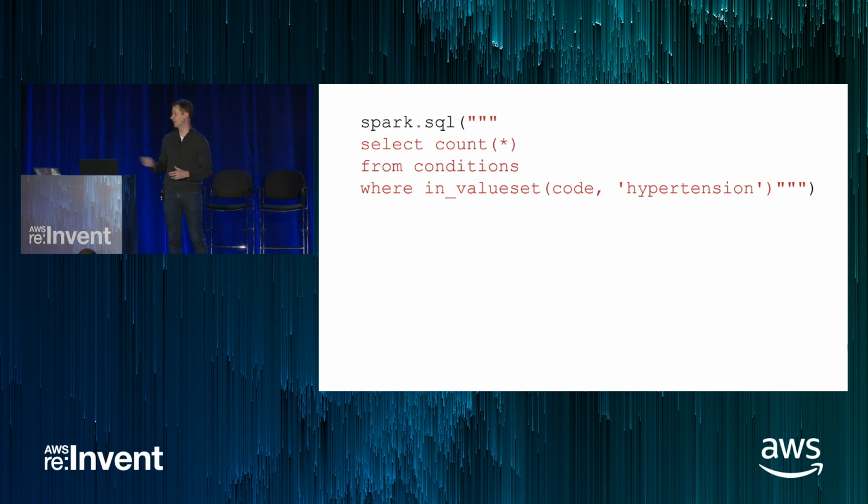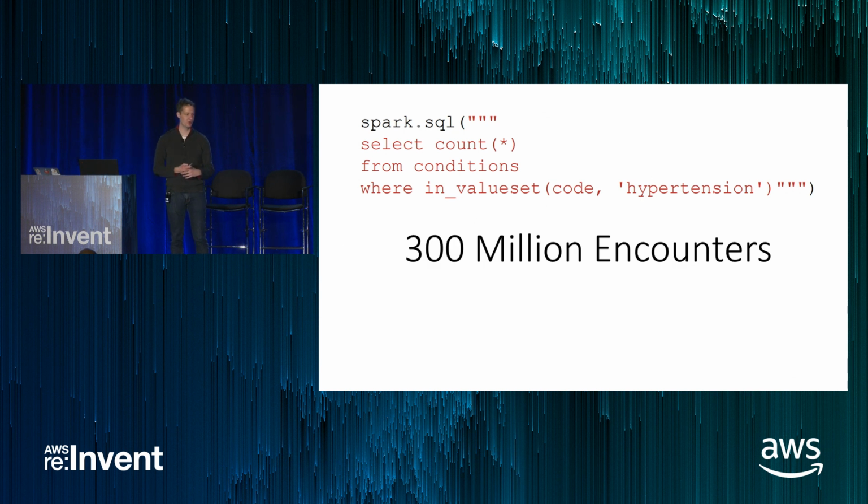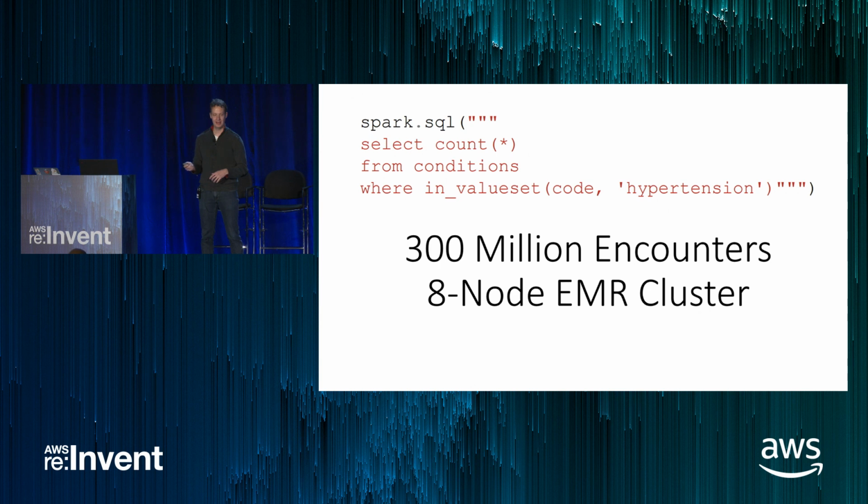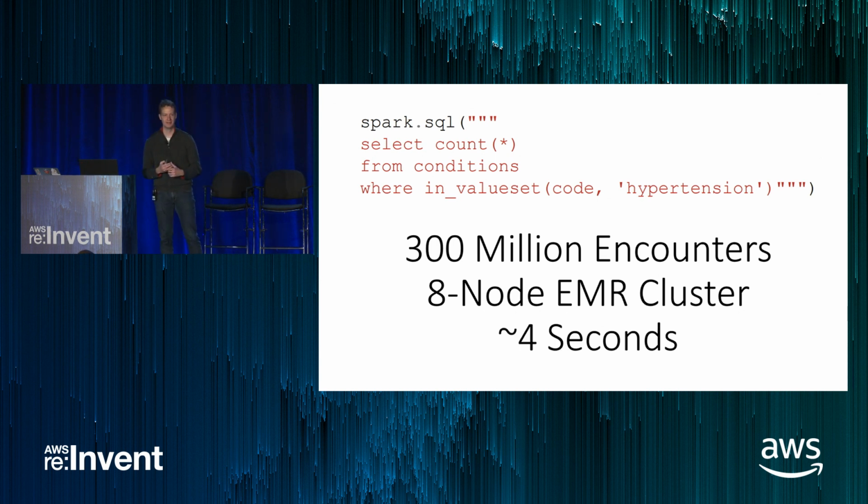And it's fast. So here's our simple query. We have an internal test cluster with 300 million encounters running just 8 nodes, which is much smaller. Most of our clusters will be bigger than that for their analysis. And this query will come back in about 4 seconds. It takes advantage of that efficient Parquet columnar format that we're working with.